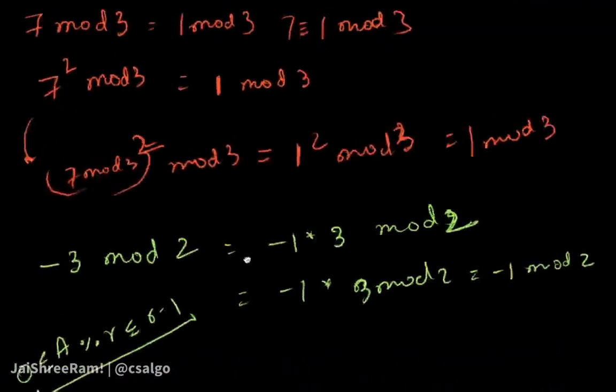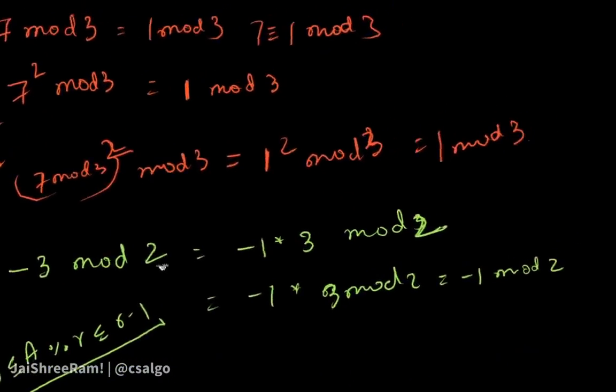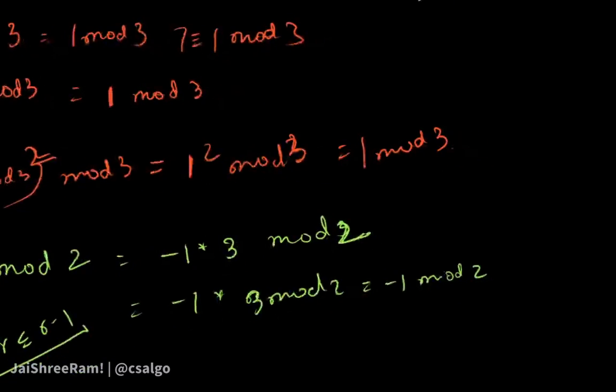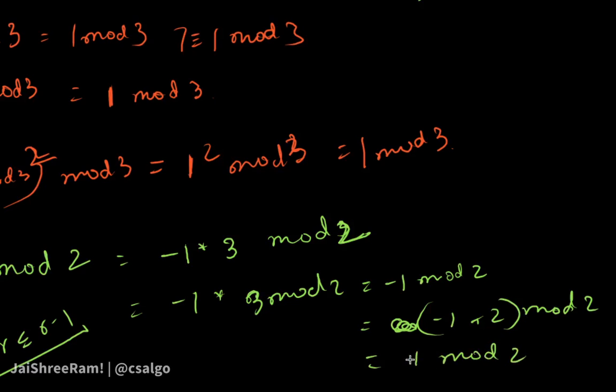So what we do is add 2 to this, because adding 2 doesn't change anything. 2 is already divisible by 2, so adding 2 won't change a thing. So this is minus 1 plus 2 mod 2. We can always add and subtract the modulus from this number because that's not going to change the remainder. And this will become 1 mod 2. So minus 3 is actually 1 mod 2.